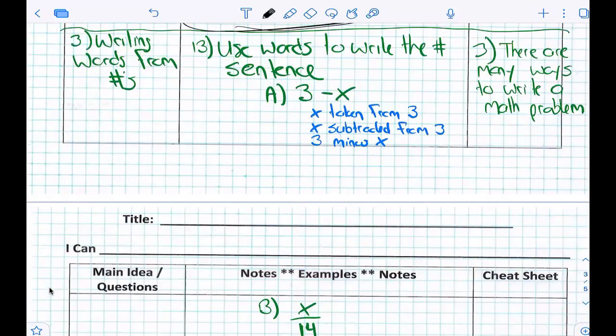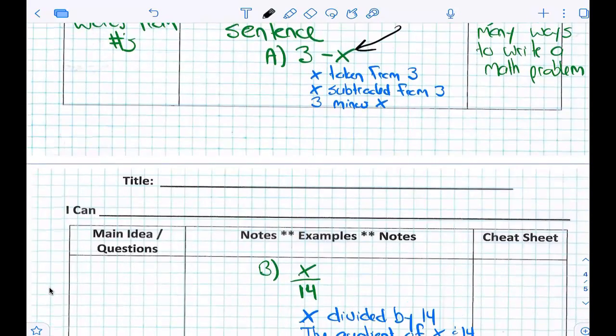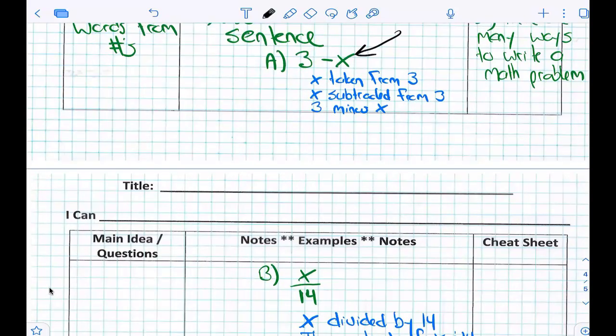And then here we go. Sometimes you're going to have to reverse it. Sometimes they're going to make you write the words from expressions or equations, right? So you have to use your own words to write that expression or that equation. We cool? Yes.